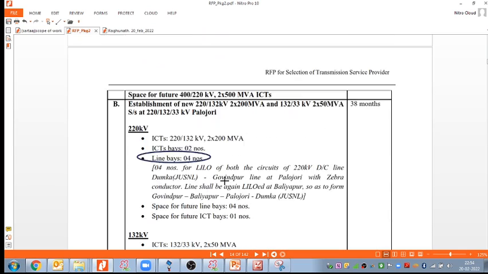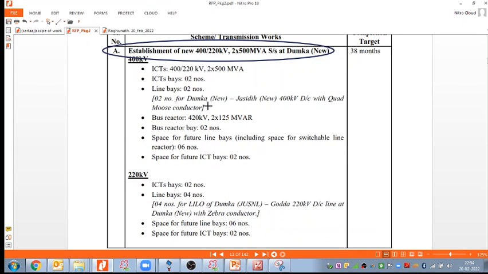Let me see where it is mentioned, the line with the line reactor. That is the one right now. So ICT 2, line by 2, bus reactor 2. Okay, space for the future line bay, including the space for the switchable line reactor. Correct, yes, switchable.